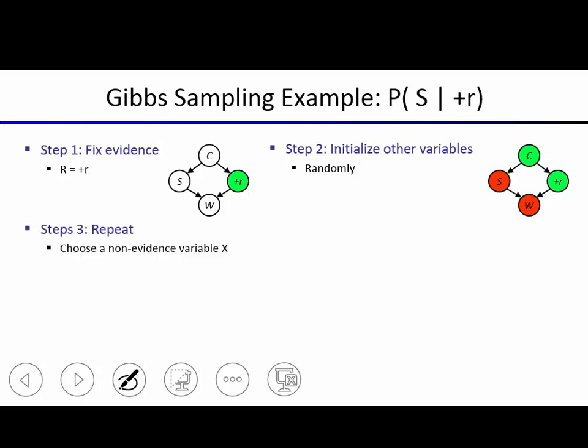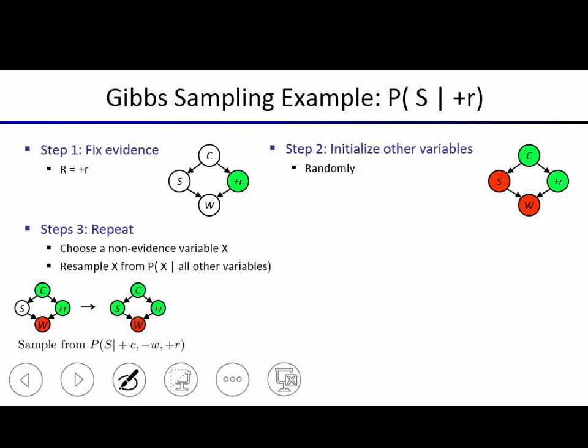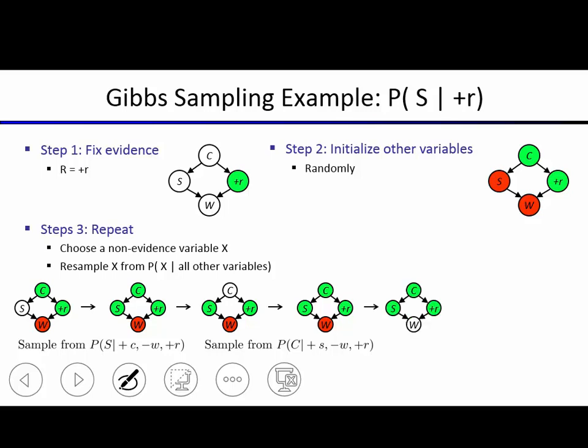And then we iterate. We pick a variable that's not an evidence variable, uninstantiate it, and then sample that variable given the values of all the other variables. So we sample now from S given plus C, plus R, and negative W. Okay. So sample from that, get a new instantiation of all variables. Then we repeat. We say, well, let's pick a non-evidence variable. Let's uninstantiate it. In this case, we picked C. And then let's sample from the distribution of C given plus S, plus R, negative W. And then we again, after instantiating, repeat. We uninstantiate one of the non-evidence variables, sample from the conditional given the other variables, and keep going.